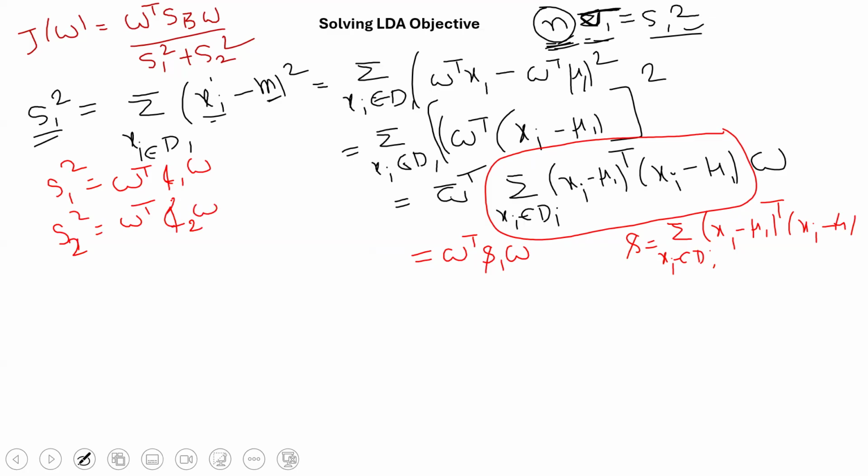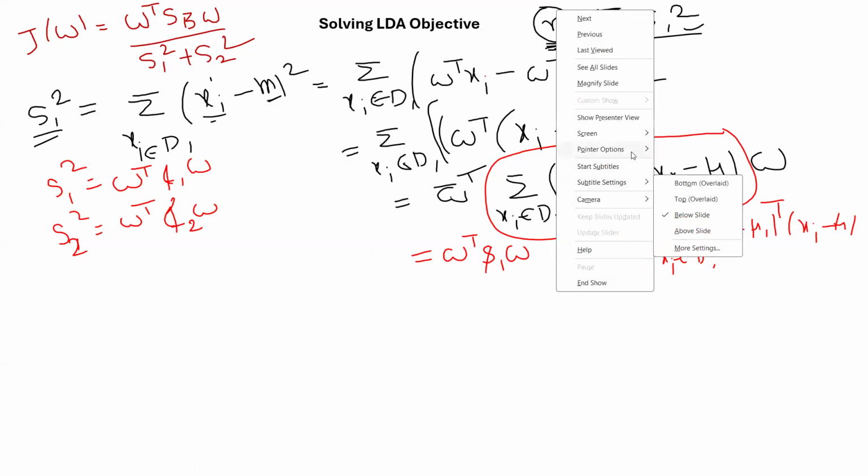Can I? The same thing applies, but xi belongs to D2, W transpose of xi minus W transpose into mu2, because we are talking about category 2. If you do the same calculations for that, it becomes, xi belongs to D2, xi minus mu2 whole transpose into xi minus mu2. So I am writing the small s square this way.